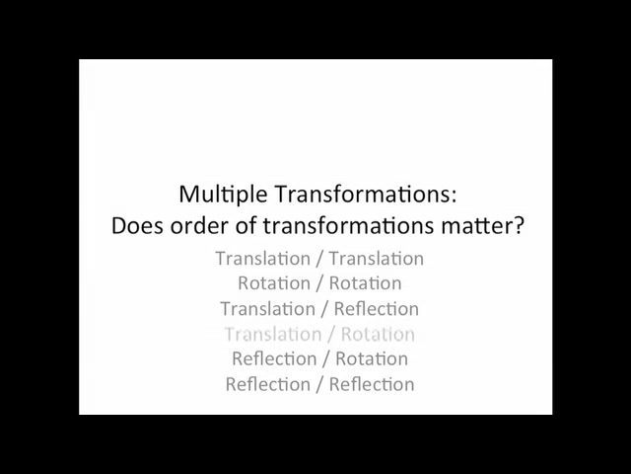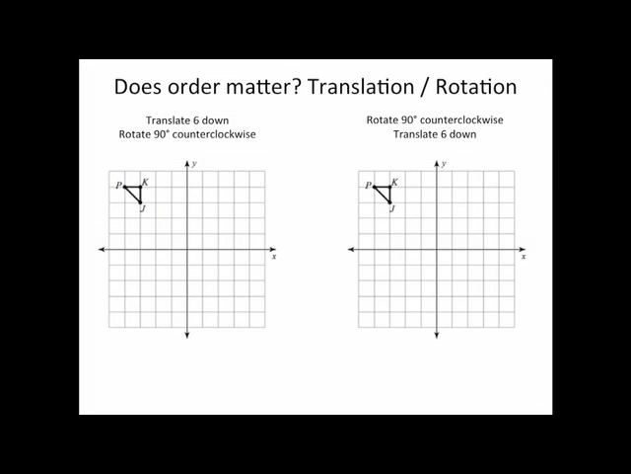Next, we're going to look at a translation and a rotation. Does order matter? So this first one is asking me to first translate 6 down, then rotate 90 degrees counterclockwise. And the other example is asking for first do the rotation, then to translate.